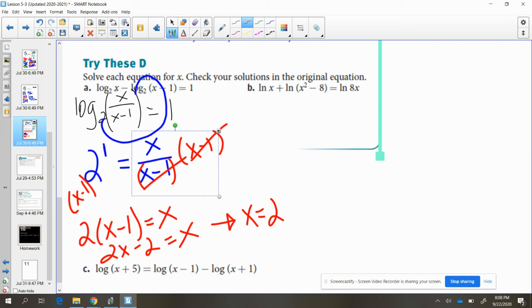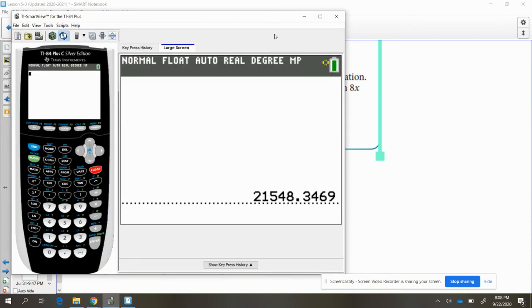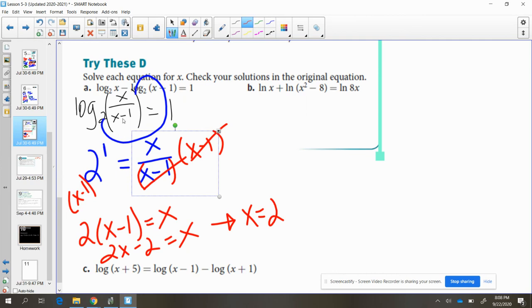Well, log base 2 of 2, that's going to work out, minus log base 2 of 2 minus 1, that's going to work out to be 1. And we can always type this into the calculator and check if we need to. Okay, so here's our final answer on that one.